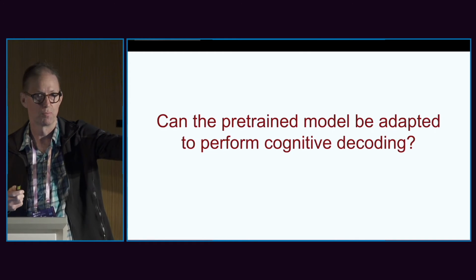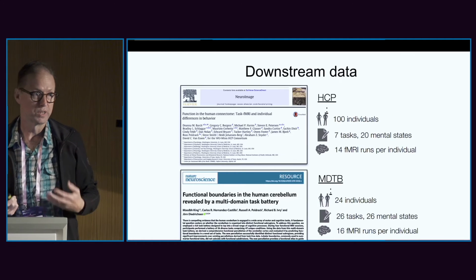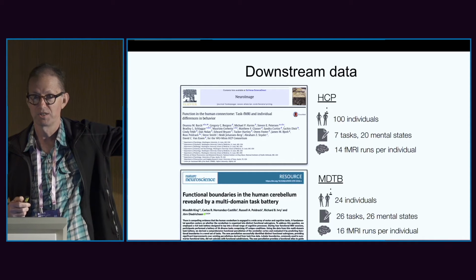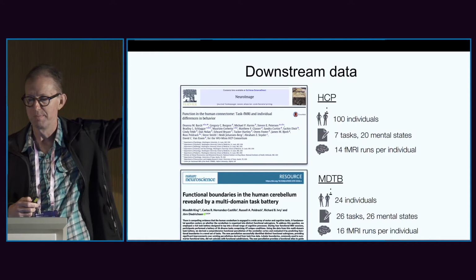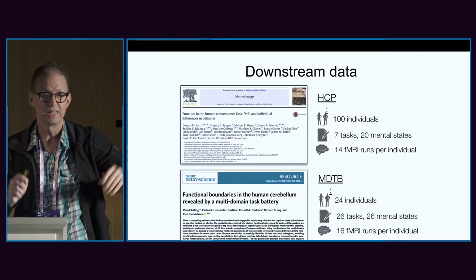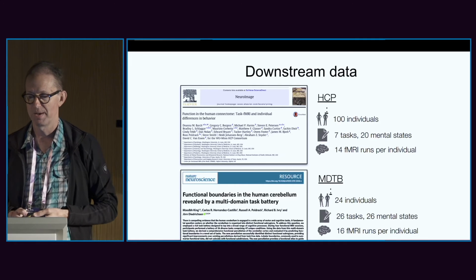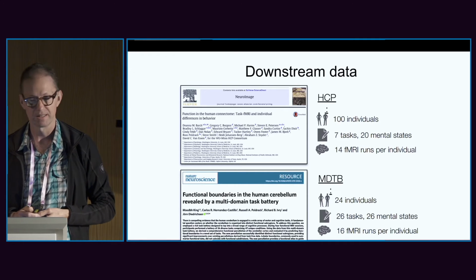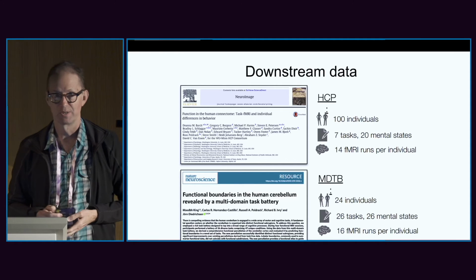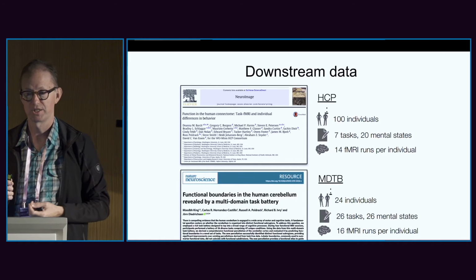Okay, so we've got our trained model now. It can predict the next time point. Now, how do we do decoding with it? So first, what data are we using? We're going to use 2 data sets that were not included in the training data. One is the Human Connectome Project, which we took 100 unrelated individuals doing 7 different tasks that we chopped up into 20 different, what we call mental states. And then we also have this multi-domain task battery data set that we've used before for other analyses that has each person with 16 runs doing 26 different tasks, and we treat each of those as a different mental state. That's a much broader set of tasks than the Human Connectome Project.